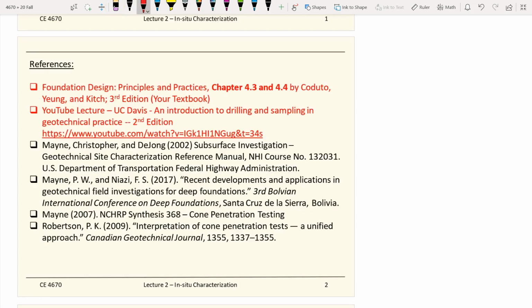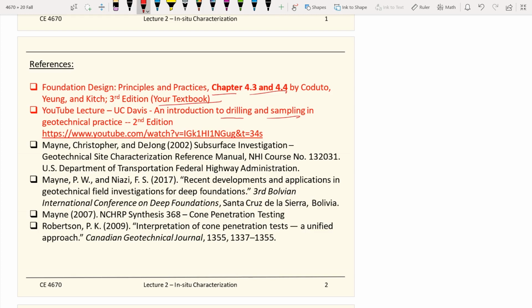References for this lecture. For your textbook, this topic is relevant to chapter 4.3 and chapter 4.4. And there's also a very good YouTube lecture available, produced by UC Davis. He talks about all the field testing, pretty much focusing on the drilling and the sampling process, which is very good. It gives you a chance to have a field experience by watching the YouTube clip.